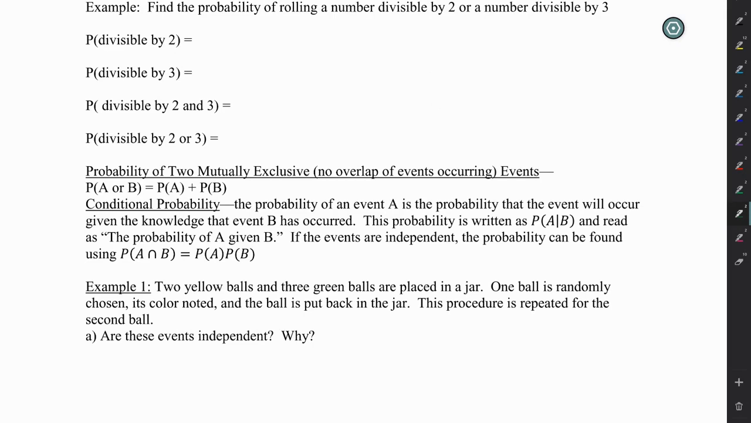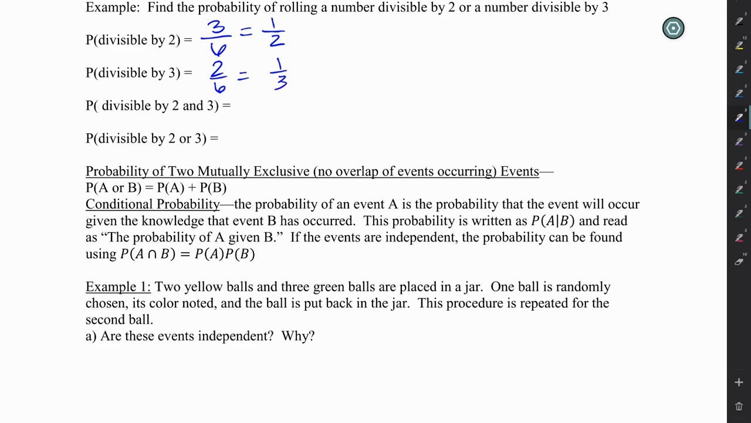Find the probability of rolling a number divisible by 2 or a number divisible by 3. So we're still talking about rolling the die. The numbers on our dice are 1, 2, 3, 4, 5, 6. To be divisible by 2, it's going to be 2, 4, or 6. So that probability is 3 out of 6, which reduces down to 1/2. The probability that a number is divisible by 3, well, that would be 3 and 6. So that would be 2/6, which reduces to 1/3.